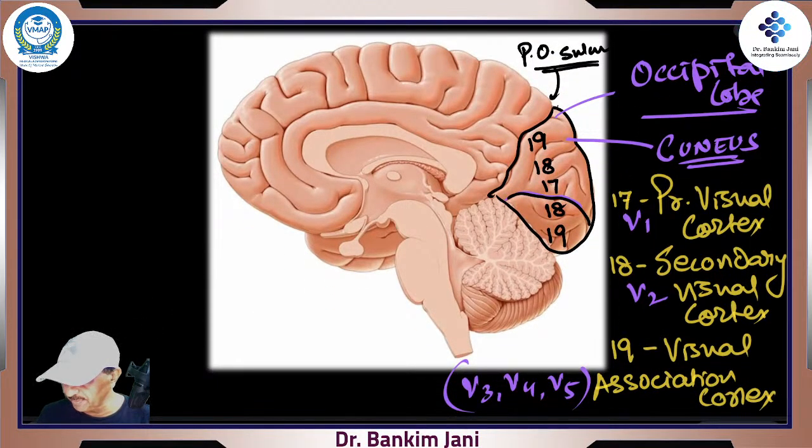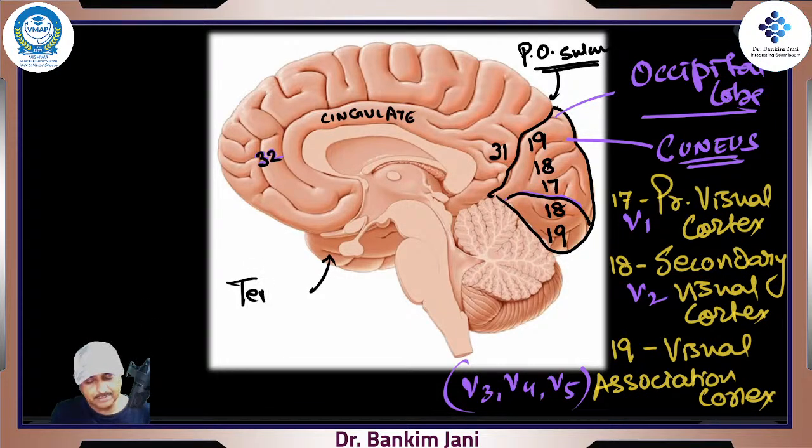Do remember this: this one is 32, and just in front of this, 19, that one is 31. And yes, this one is the cingulate gyrus. The temporal lobe is over here. That is the temporal lobe.